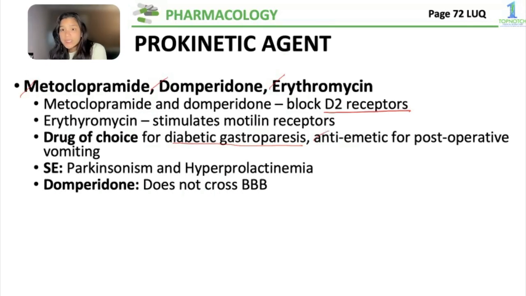However, what else blocks D2 receptors, diba? These are also your antipsychotic drugs. And remember, with antipsychotic drugs, we get side effects like your extrapyramidal symptoms, your Parkinsonism, and your hyperprolactinemia.